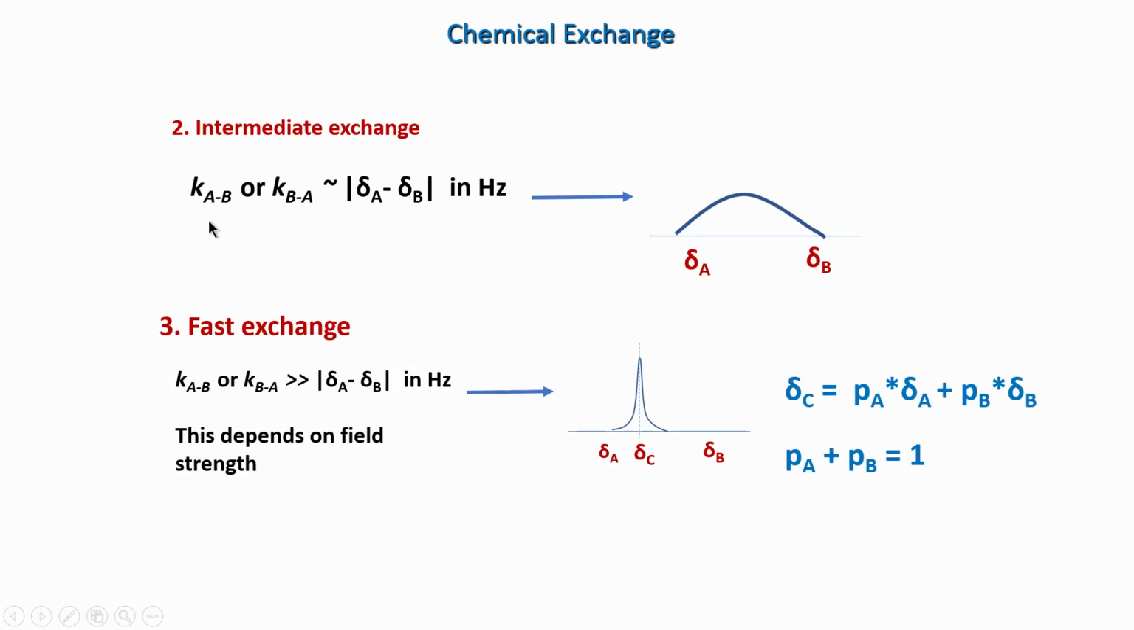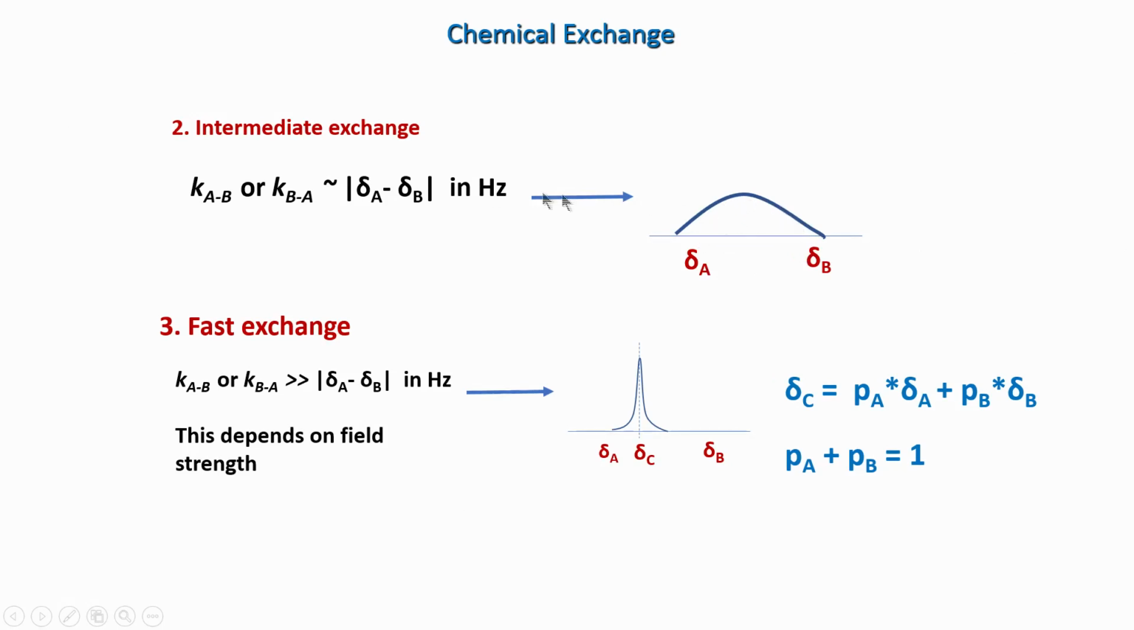Now, there can be another possibility where the rate constants of the conversion from A to B and B to A are nearly the same as the difference in chemical shift between the two states, again measured in hertz. If that happens, then the two peaks which were separated earlier start merging, and they become a broad single peak.